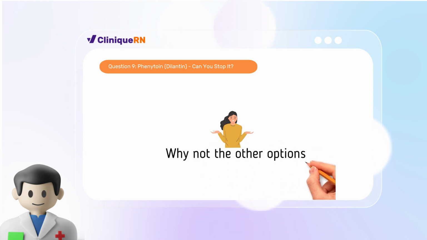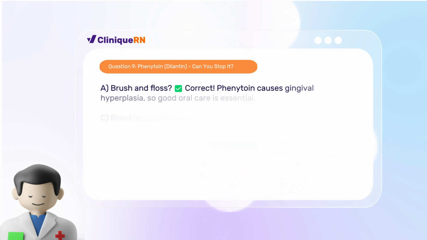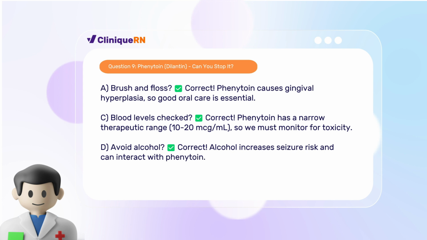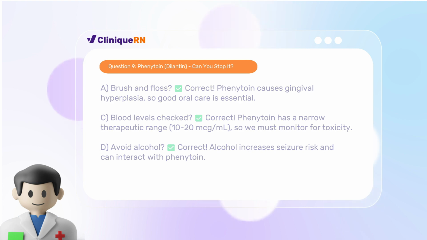Why not the other choices? A. Brush and floss? Correct. Phenytoin causes gingival hyperplasia, so good oral care is essential. C. Blood levels checked? Correct. Phenytoin has a narrow therapeutic range, 10 to 20 micrograms per milliliter, so we must monitor for toxicity. D. Avoid alcohol? Correct. Alcohol increases seizure risk and can interact with phenytoin.